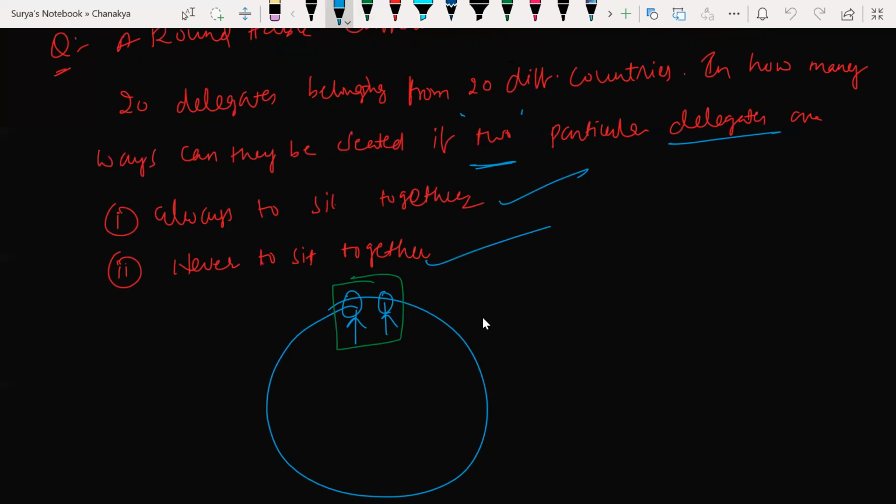Guys, rest how many people? I'm taking this as one unit. Sit together. Okay, rest how many will be there? Total 18 members. 1, 2, 3, 4, 5, 6, 7, 8. Something like total 18 places, isn't it? Total 18 members will be left.